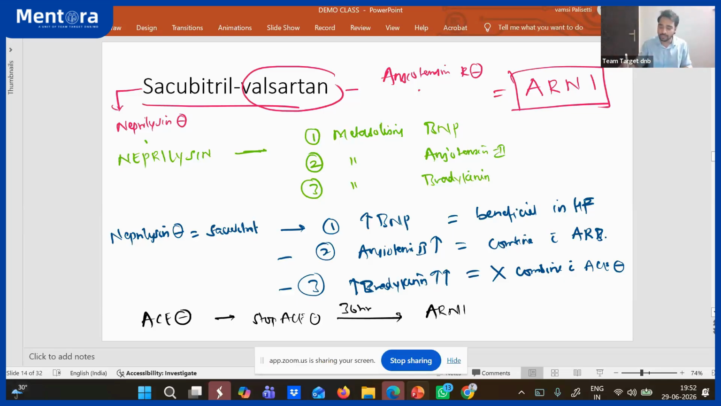Right? All these are very important things. These are 3 important questions. These are also very, very important questions, right? And this 36 hours is a very, very important thing. 36 to 48 hours they say, but 36 hours is the gold standard. Clear? Any doubts?